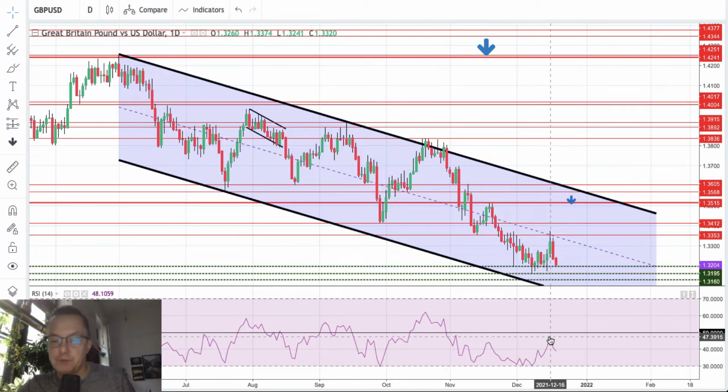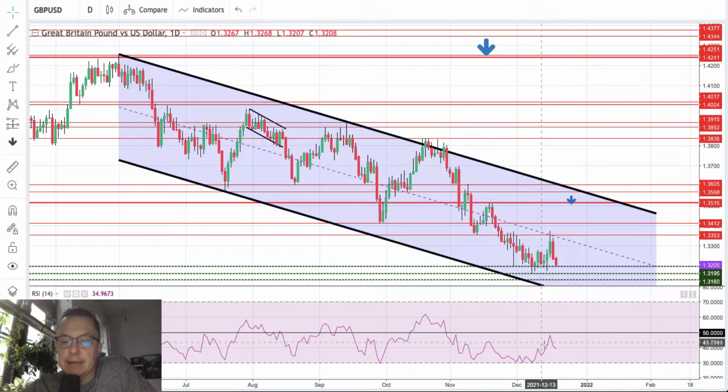As you can see, we just jumped on the RSI towards the level of 50, but right now we are back towards the level of 38 points, which is still a negative reading, and the market is under control of bears, so lower price targets are still projected.